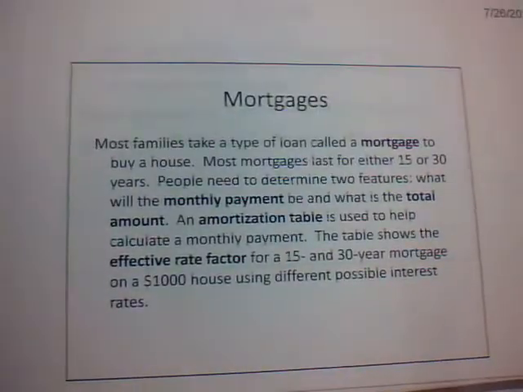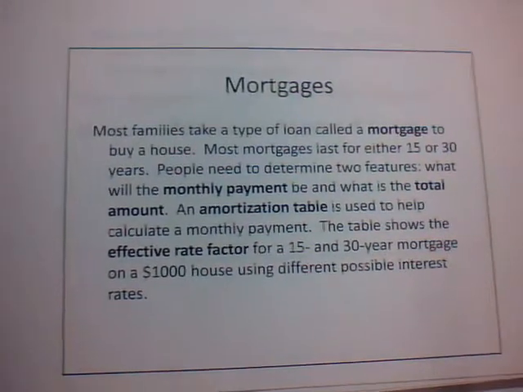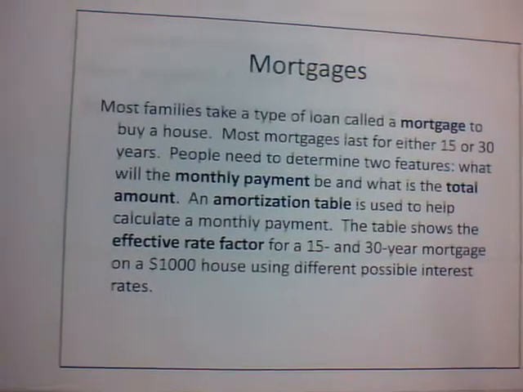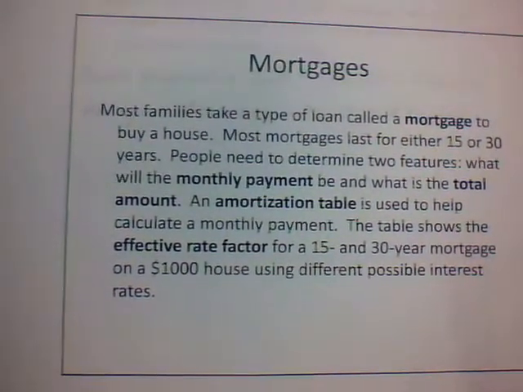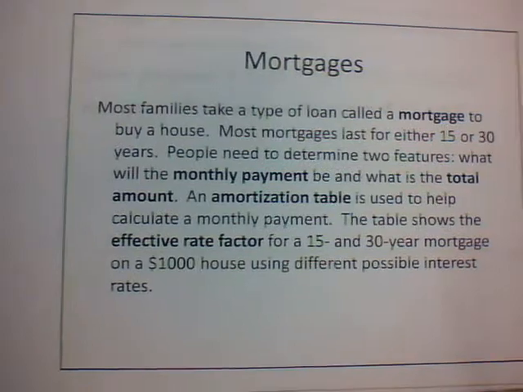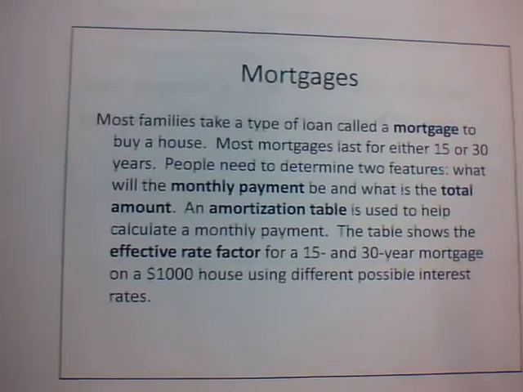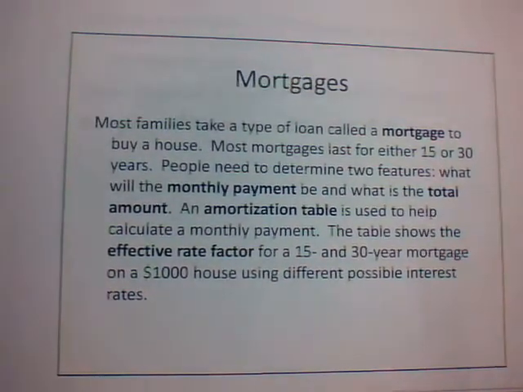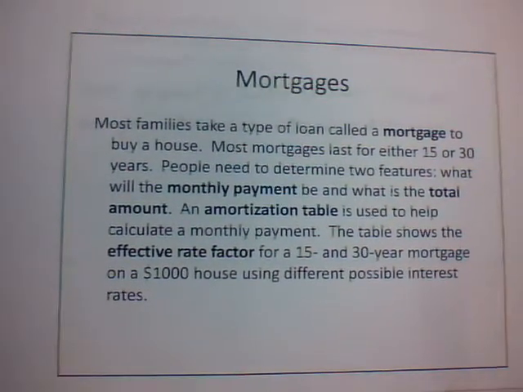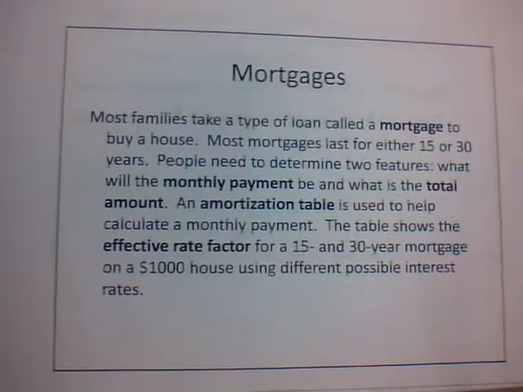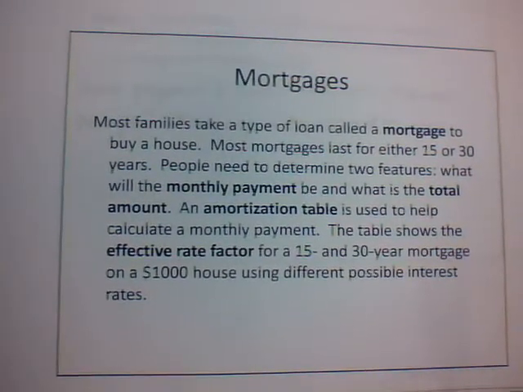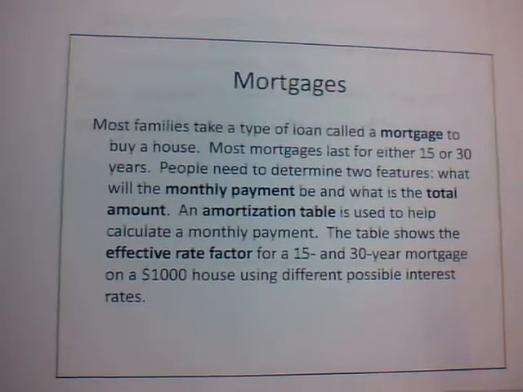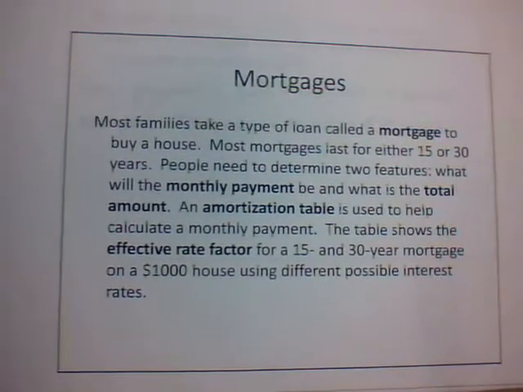Okay, here's another application of percents for personal finance, and that's mortgages. Most families will take out a loan that's called a mortgage to buy a house. Now, most mortgages will last either for 15 or 30 years, and people need to determine two features: what will the monthly payment be, and what is the total amount? An amortization table is used to help calculate a monthly payment.